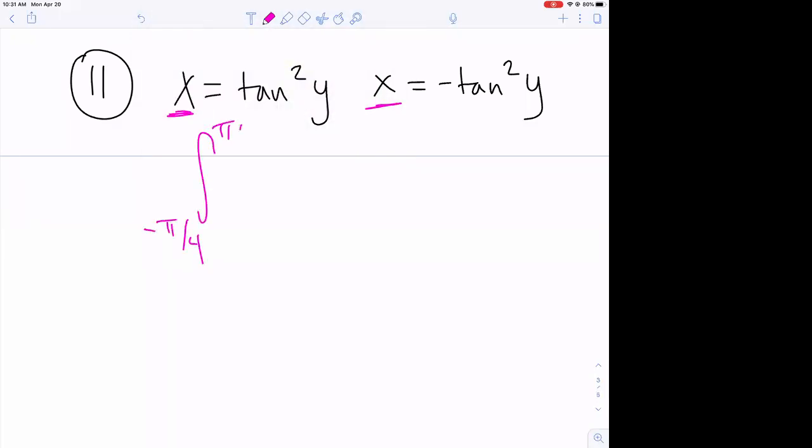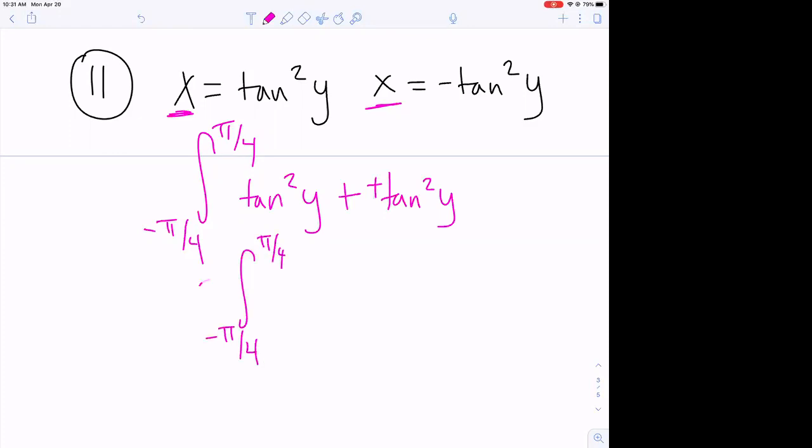Negative pi over 4 to pi over 4 of this guy on top minus a negative tan squared y on the bottom. So we are just going to get 2 tan squared y, where I can pull the 2 out front. But if you're wondering how do you go backwards from tan squared, this is where I would definitely use my identity, which is 1 plus tan squared. Or no, 1 plus secant squared. I need to make sure I figure it out here.